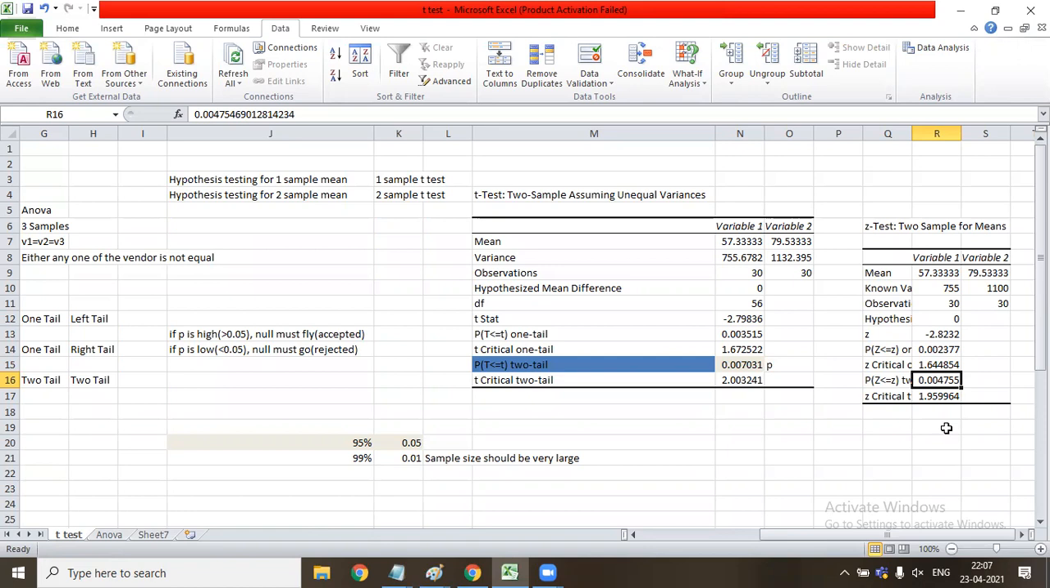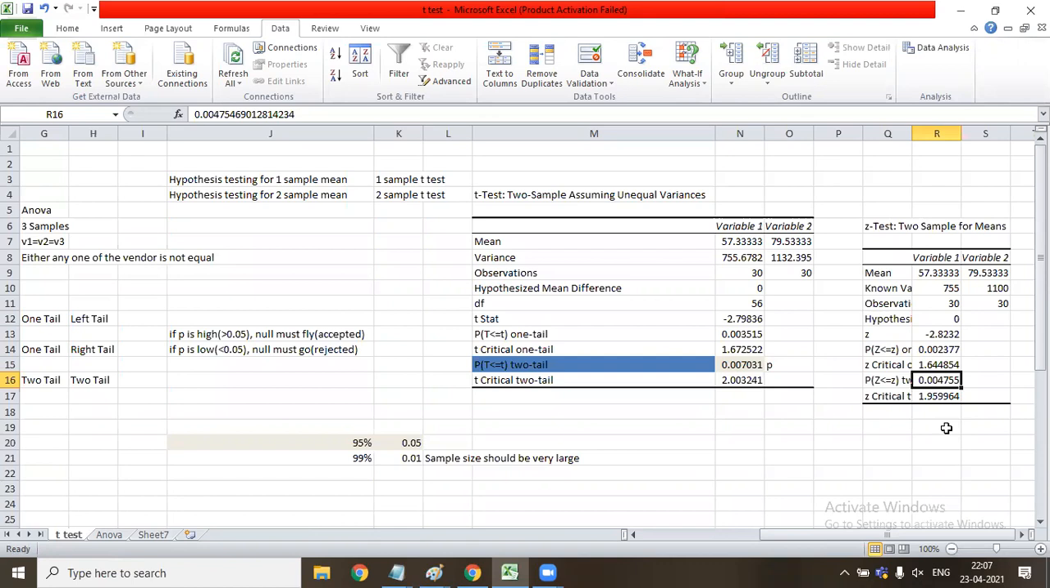Sorry, come again. T one tail has become Z one tail. Yeah, because we have used a Z distribution here now to calculate the mean. So as I said, if we have a sample of more than 30, or as they keep on increasing after 30, the T distribution will start following the Z distribution. So if I take more samples, 35, 40, 45, then the p value of this T test and Z test will come closer to each other.